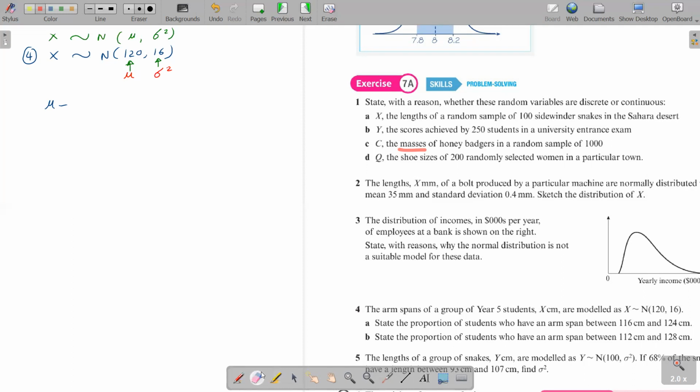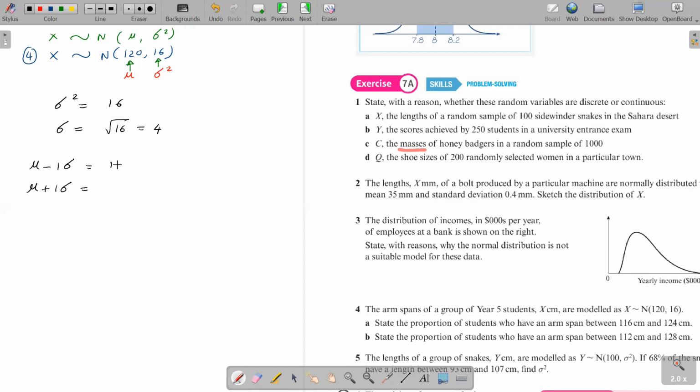First of all, what's the sigma value before we go for the value? You can see sigma square is 16, right? So the standard deviation is root 16, which is 4. Okay, so now let's get the value of mu minus 1 sigma and mu plus 1 sigma, because we know that 68% of the data lies within minus 1 sigma and plus 1 sigma, right?